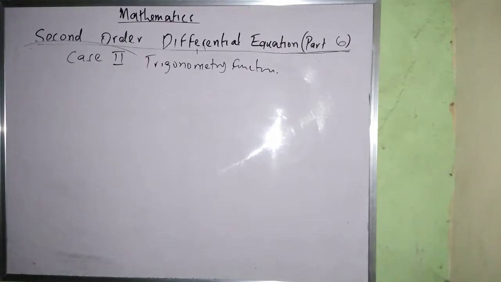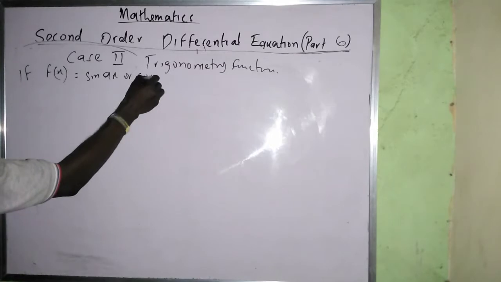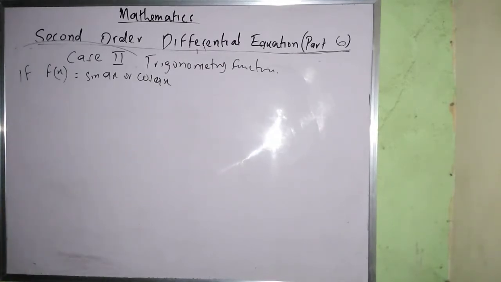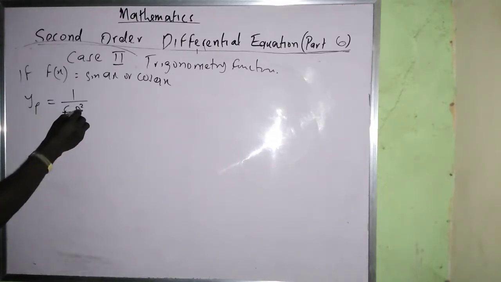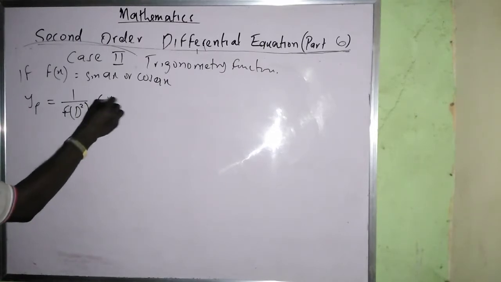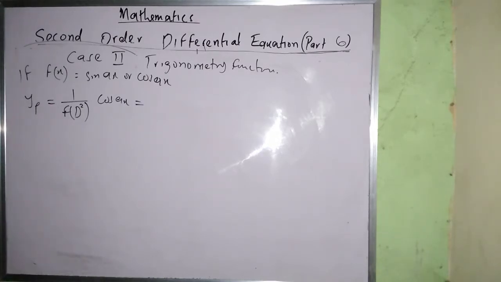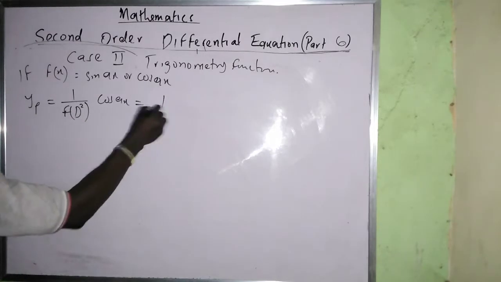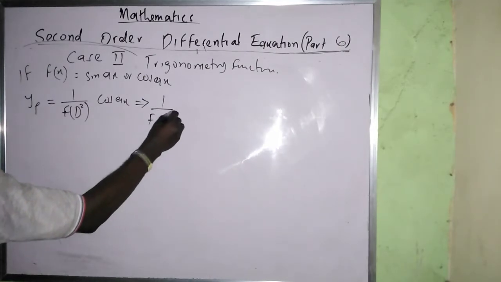Now, my trigonometric function always iterates by complex root. If my f of x equals sine ax or cos ax, it means y particular will be equal to 1 all over f of D squared cos ax, which implies 1 over f of minus a squared.